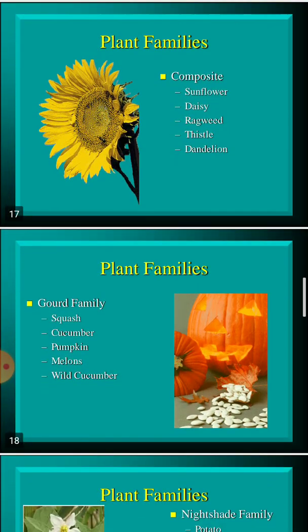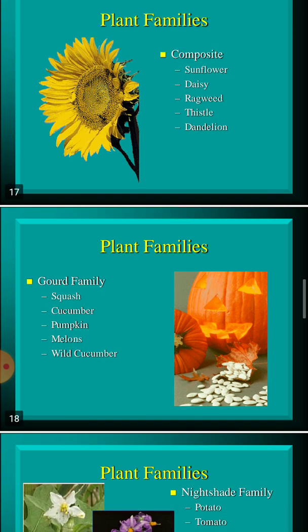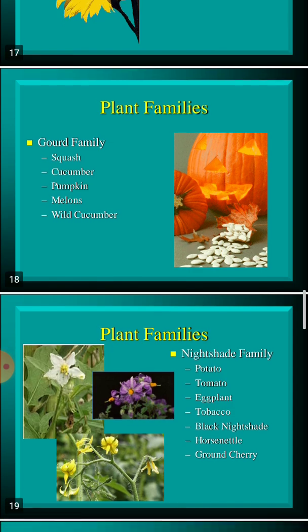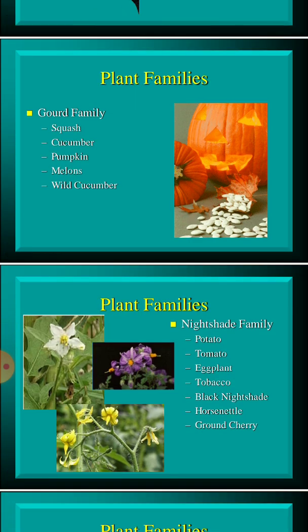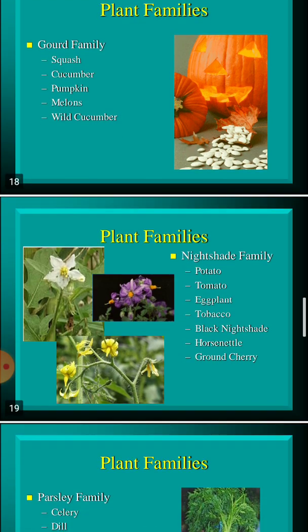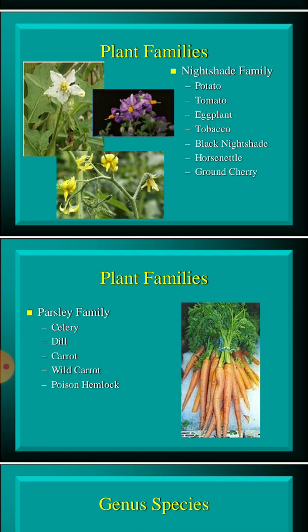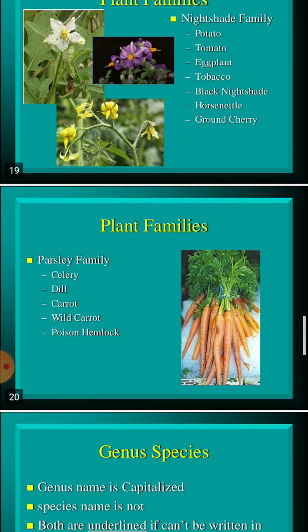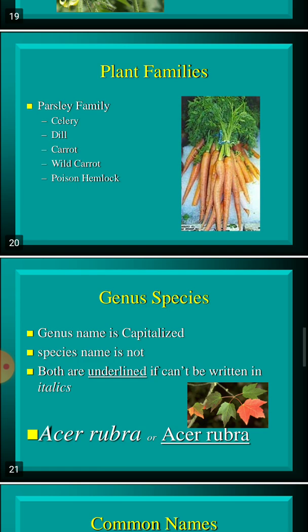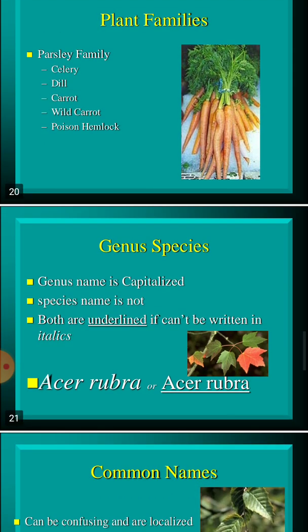If we talk about the lily family, it includes onion, garlic, chives, daylilies, wild onions, and wild garlic. The composites include sunflower, daisy, ragweed, thistle, and dandelion. The gourd family includes squash, cucumber, pumpkin, melons, and wild cucumber. The nightshade family includes potato, tomato, eggplants, tobacco, black nightshade, horse nettle, and ground cherry. The parsley family includes celery, dill, carrot, wild carrot, and poison hemlock.